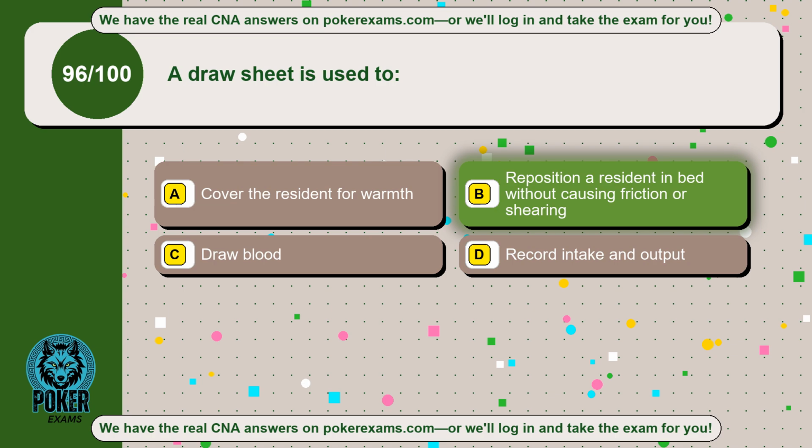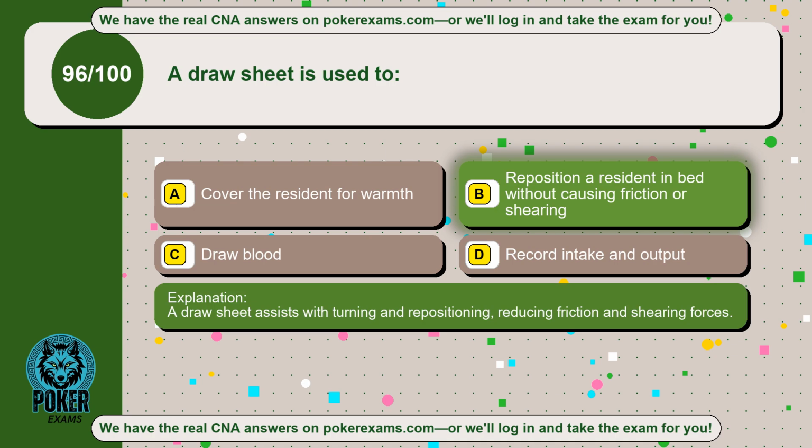Reposition a resident in bed without causing friction or shearing. A draw sheet assists with turning and repositioning, reducing friction and shearing forces.